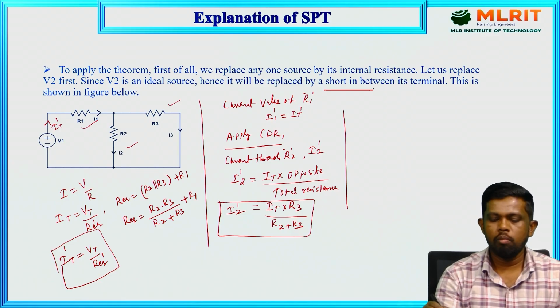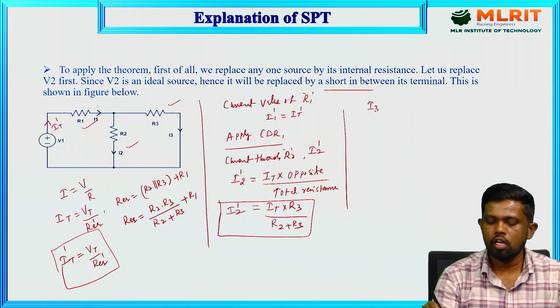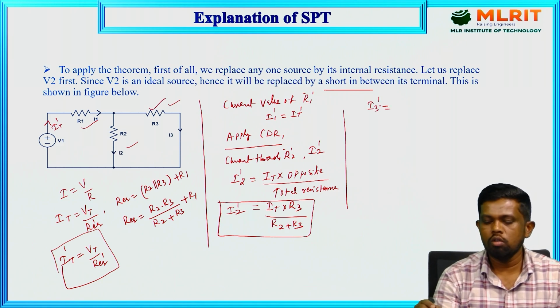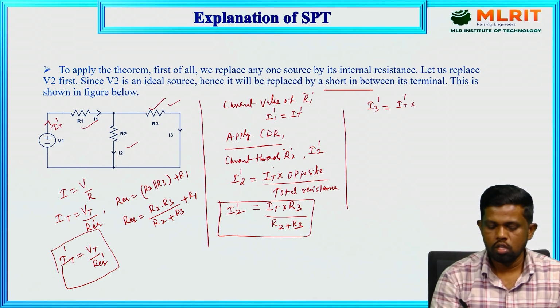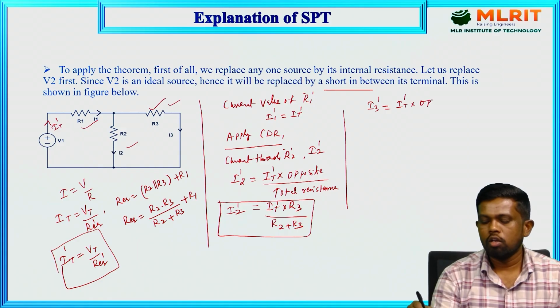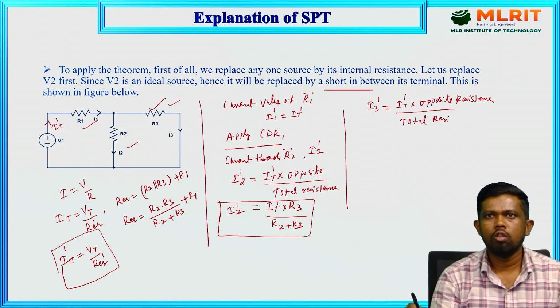Then for the alternate element, that is I3 dash, the current flowing through the R3 element is the same as the total current of the circuit, that is I total dash, times, similar to the previous, the opposite resistance by the total resistance. So here I total dash is kept as it is.